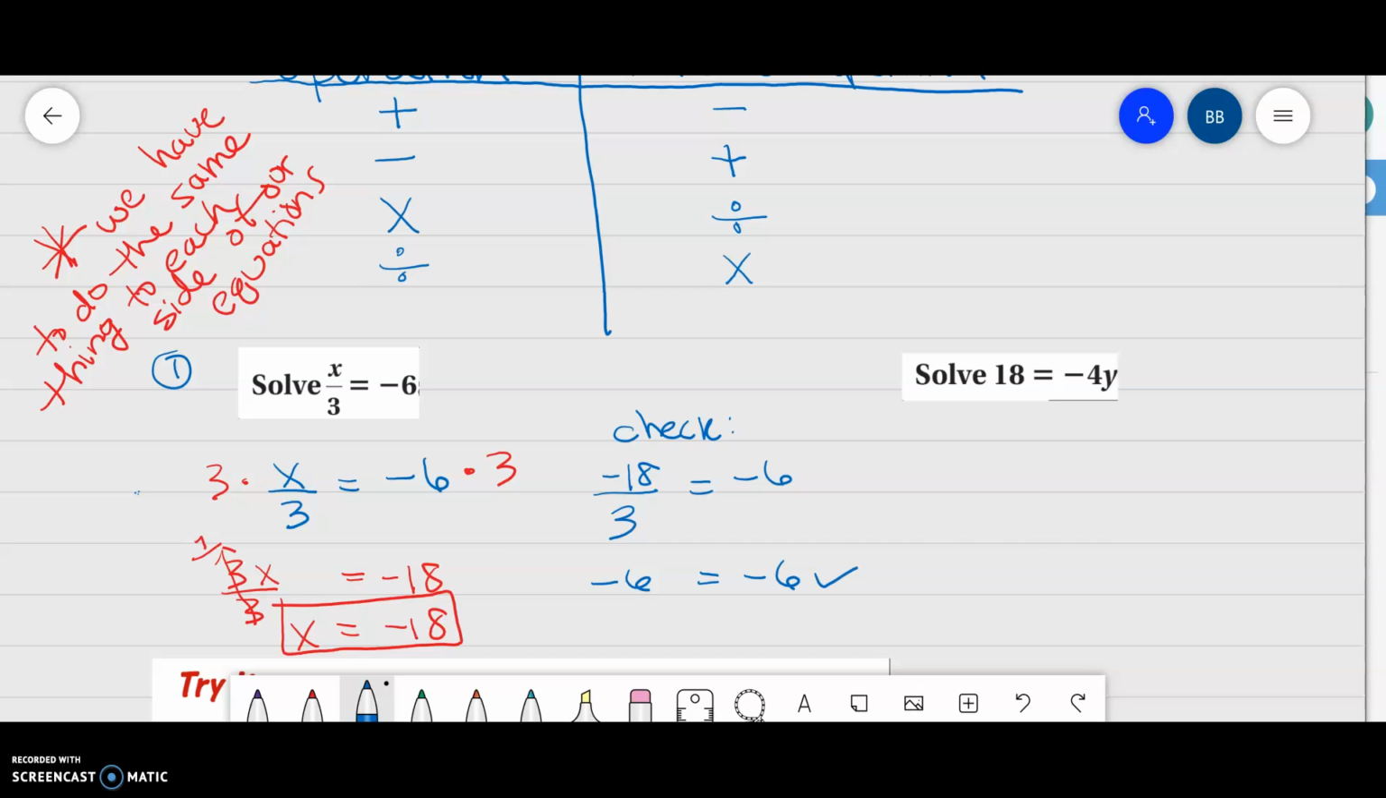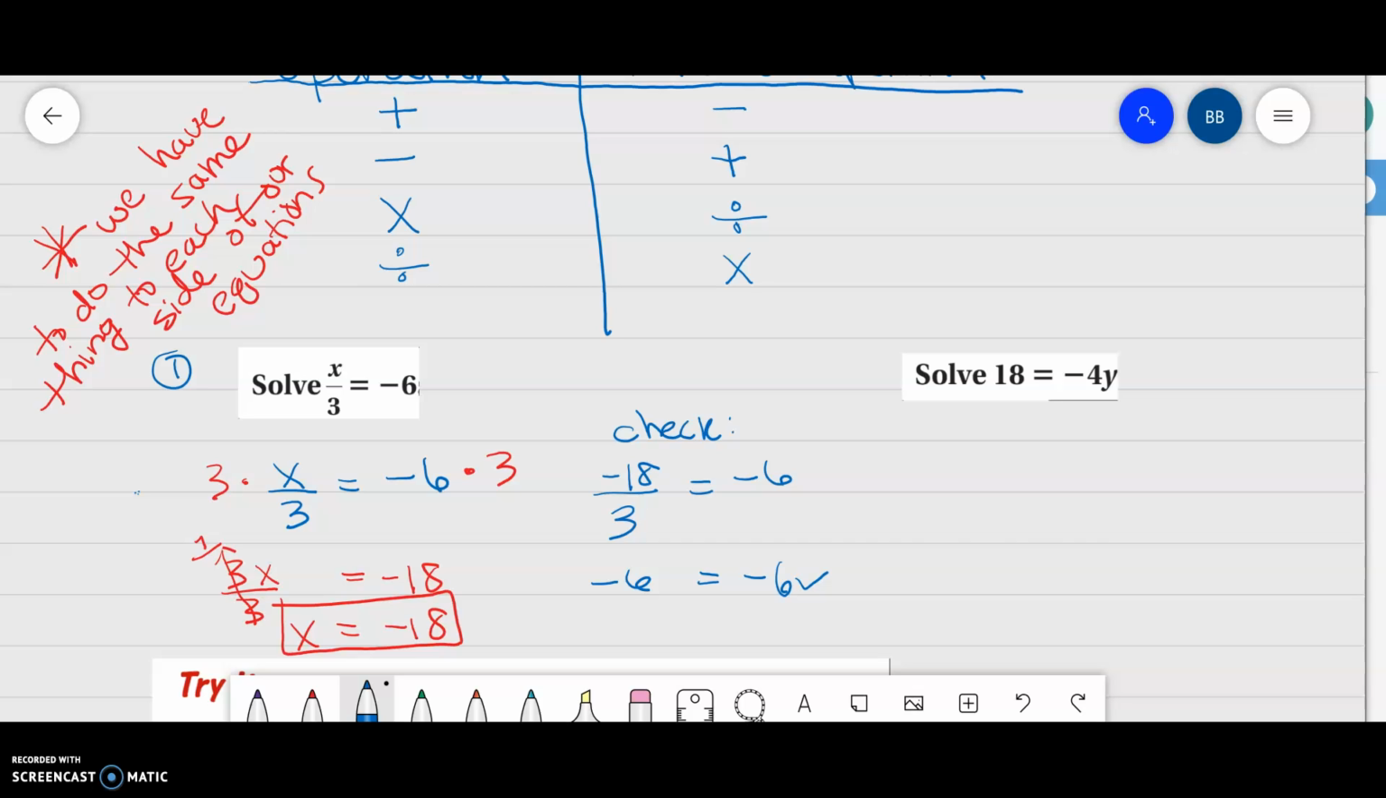If you got the wrong answer for x and you substituted back in, you'd get something funny like negative 5 equals negative 6. And you'd say, oh, nope, that doesn't make any sense. So I'm going to go back and see what I did wrong. Okay. All right. Now let's go on to the next example.